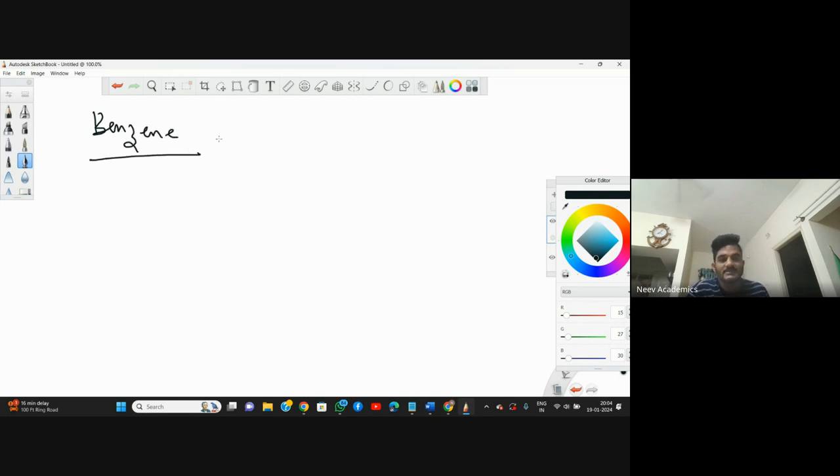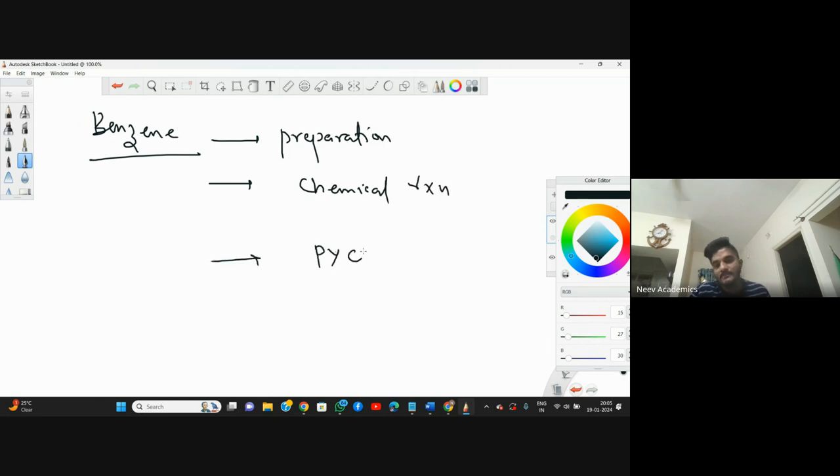Benzene. Right. I will give you some preparation methods. All these notes are given properly in the class, so just go through them. If you have any doubts on the important reactions, you can ask me. I'll give you a simple mechanism, because for chemical reactions we have to go with the mechanism only. Then we'll do some important previous year questions. This is what I planned for the 1 hour: preparation, then some chemical reactions, then previous year questions on benzene. This is the plan for today. Yes, let's start.